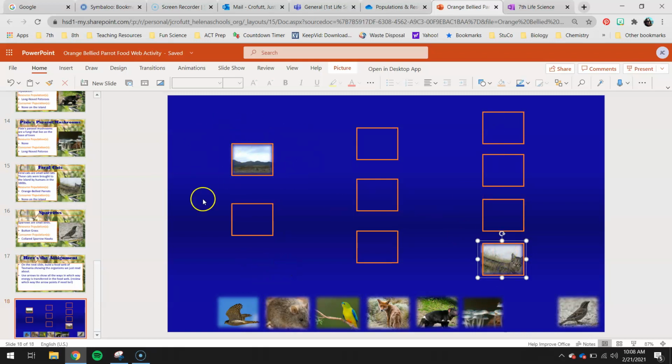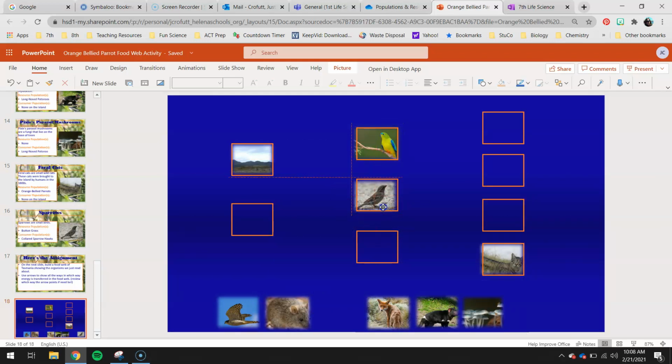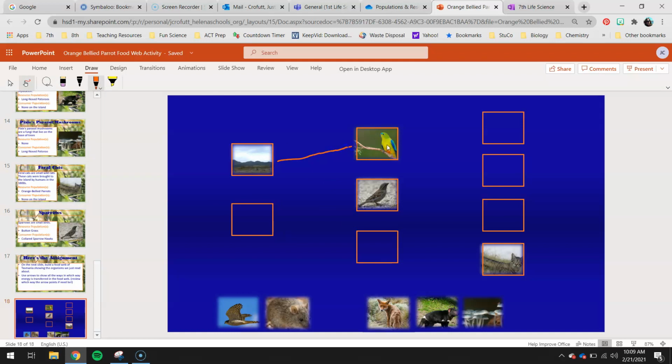Okay, so this is my button grass. We could look at some of the things that eat button grass. For instance, the orange-bellied parrot and I believe the sparrow both eat the button grass. So you can drag those over. This middle column will be your resource and consumer populations as well. Then you grab your draw tool and draw an arrow. Remember, the orange-bellied parrot eats the button grass, so that's where it gets its energy from. So our energy is going from the button grass to the orange-bellied parrot.